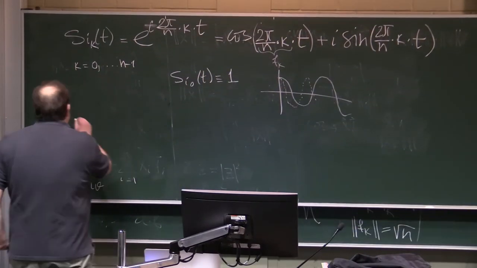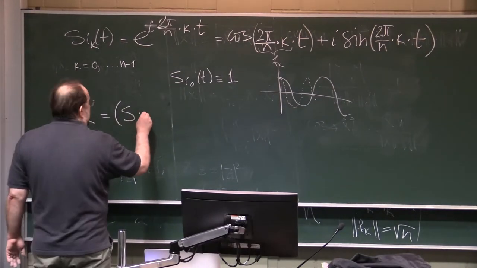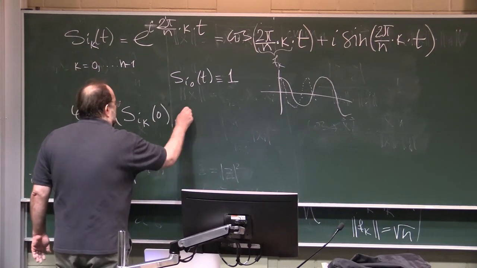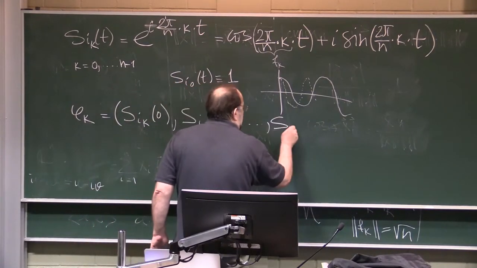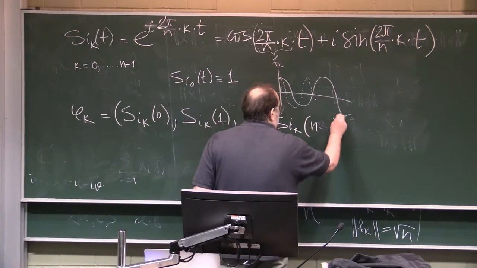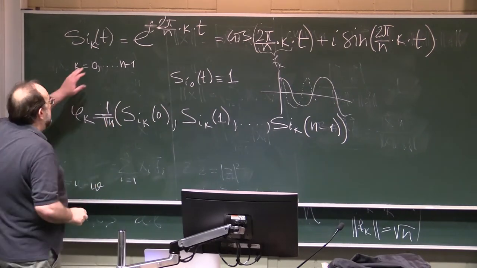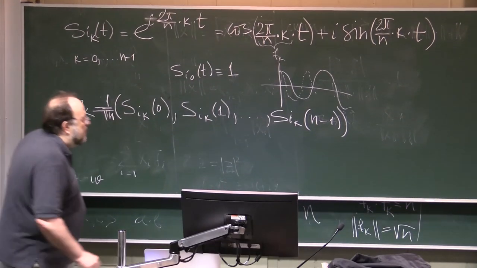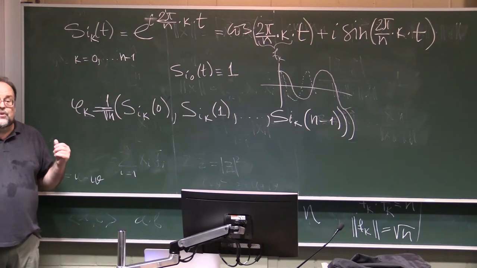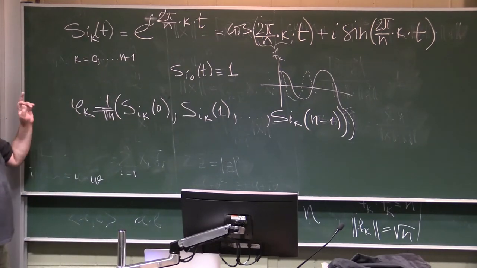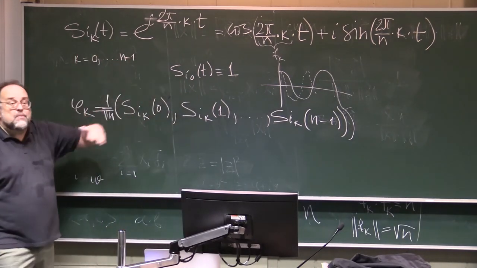So what is then our vector phi k? Our vector phi k is simply the set of samples psi k of 0, psi k of 1, up to psi k of n minus 1, divided by square root n. I guess I could have put in the square root n here, but that's not important. So your basis is actually not artificial. It's not as weird as it looks the first time you see it. The basis consists of sequences of samples of these pure harmonic oscillations.